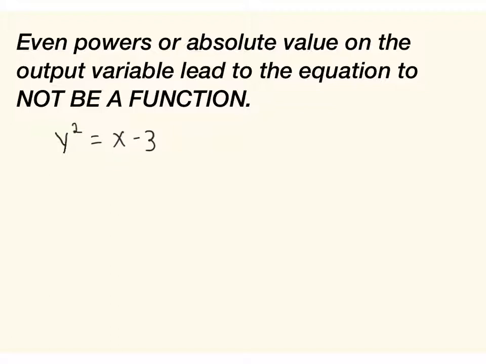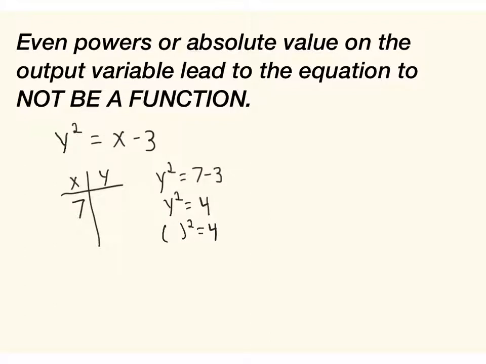Now, as we solve these then, let's put some values in for input. So let's say that I input 7. Okay. So I have y squared equals 7 minus 3. So we have y squared equals 4. Now, there are two possible values that I could square that will give me a value of 4. So that's the way we have to think about this. We have two possible values.